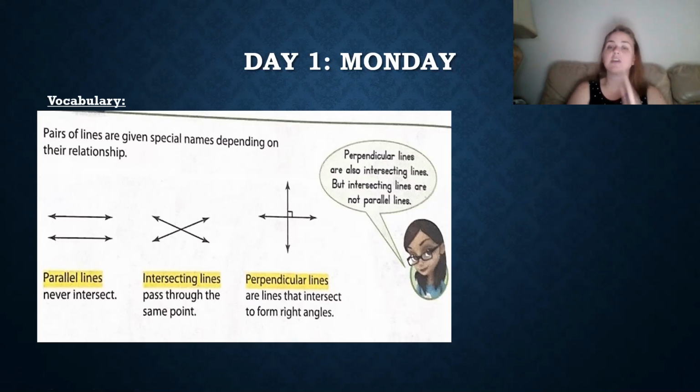Intersecting lines pass through the same point, so they do cross. But I noticed perpendicular lines also cross, but they form a right angle. A right angle is like if you made a very straight L with your hand, if you could make it perfectly straight, that would be a right angle. A right angle is 90 degrees.